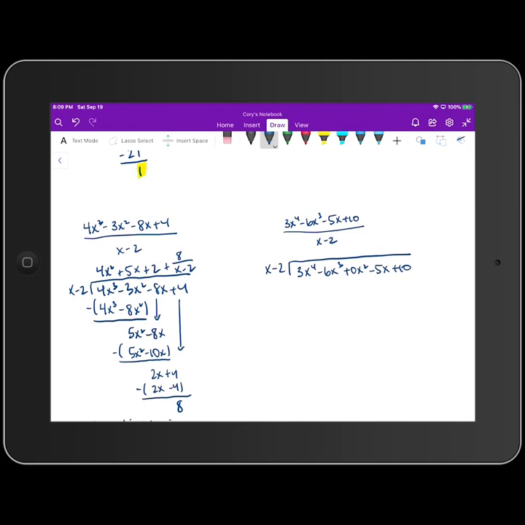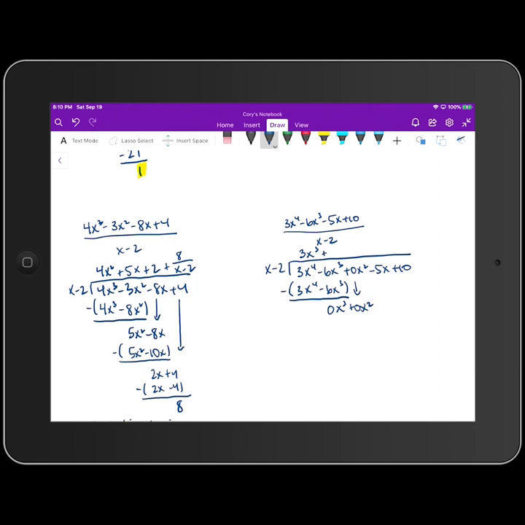Okay. And now we have all terms accounted for, so we can long divide. So what times x gives me 3x to the 4th? Well, that's 3x cubed. When I distribute that across both terms, we get 3x to the 4th minus 6x cubed. When we subtract, we get 0x cubed. We bring down the next term, plus 0x squared.